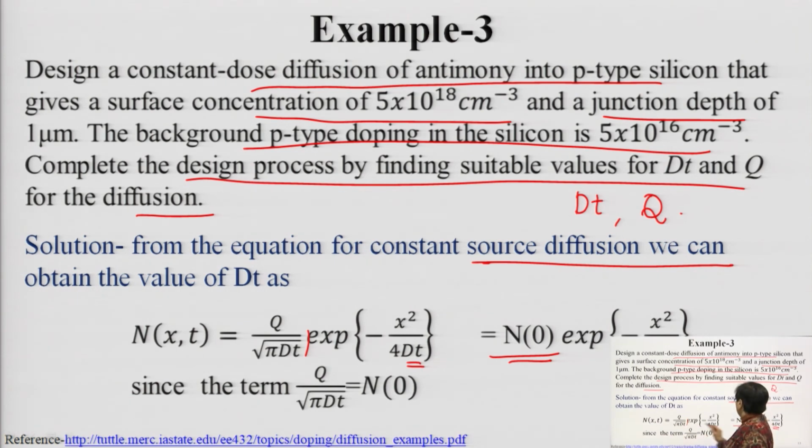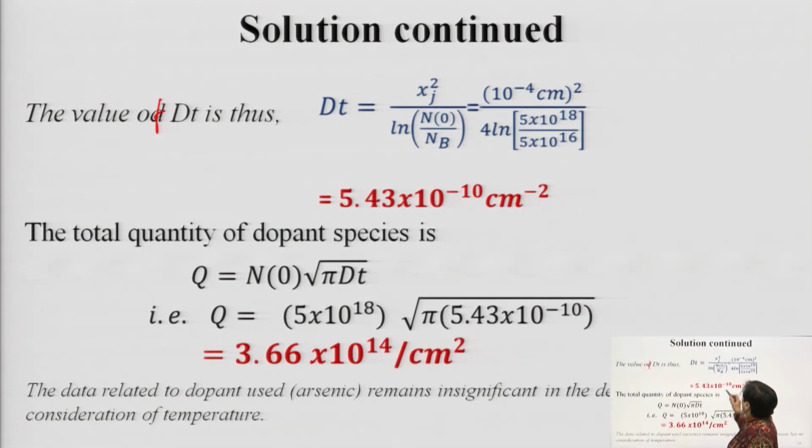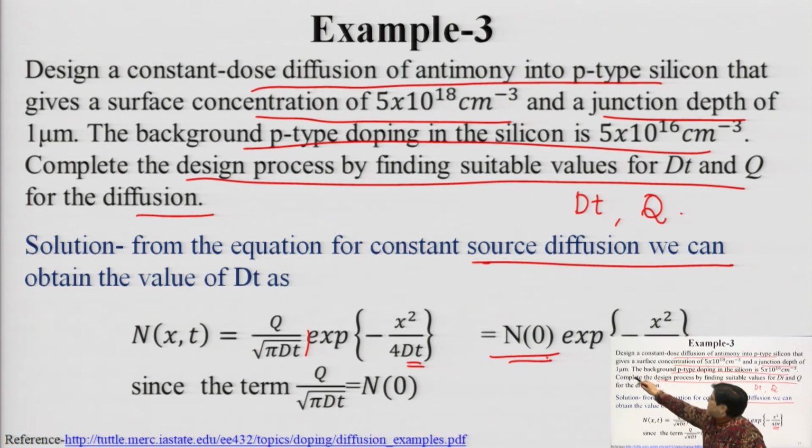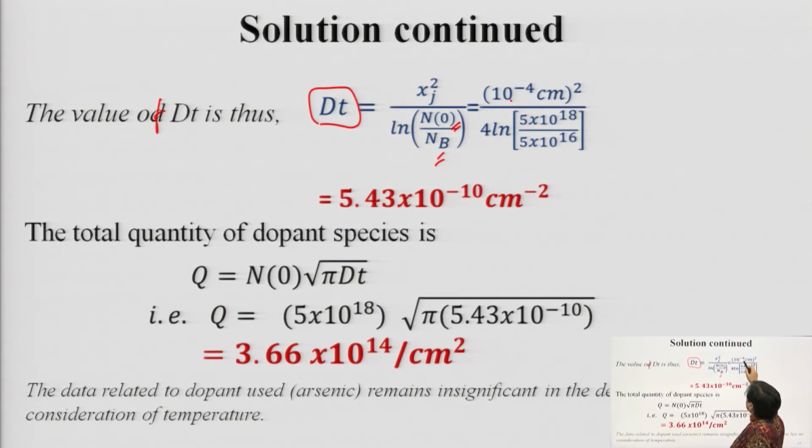See, here the only unknown quantity is Dt. You know already N, you know already N0, and if you substitute, you will take the logarithmic value of it. So, when you calculate the logarithmic value, this comes out to be xj square upon 4 ln N0 upon Nb. You know already N0, you know already Nb, so you need to calculate the value of Dt. The penetration depth is already given to you, it is 1 micrometer.